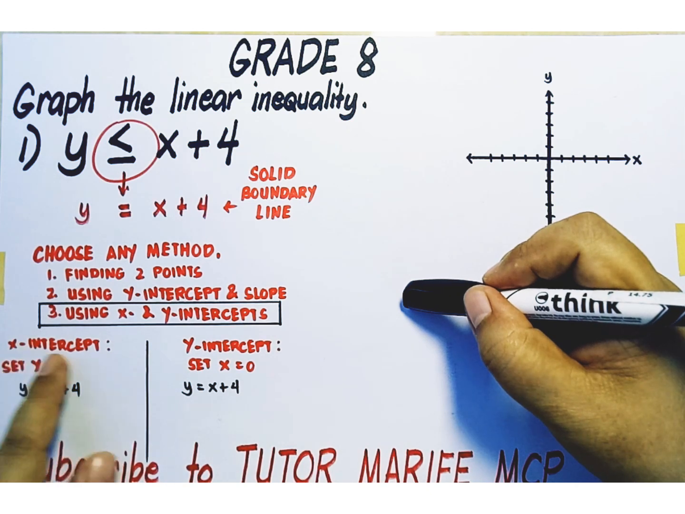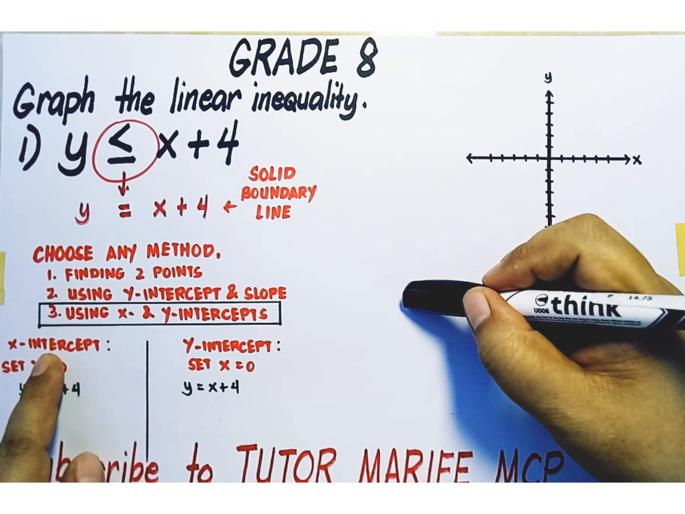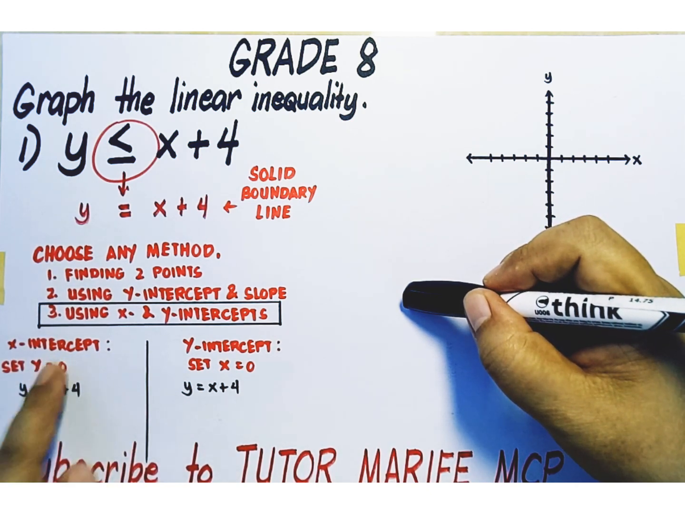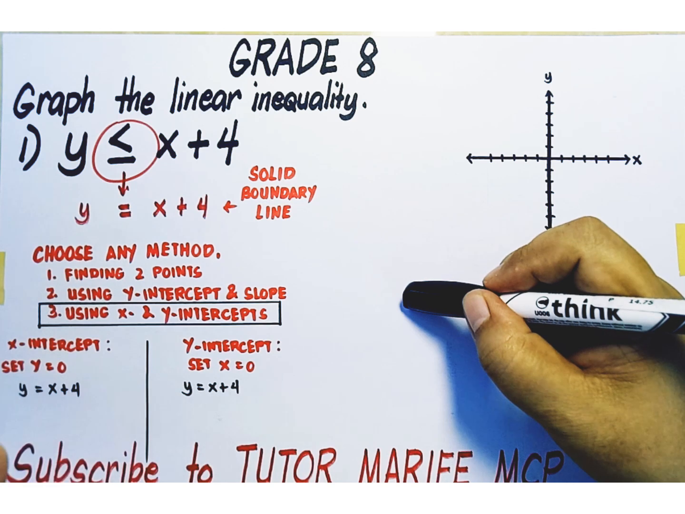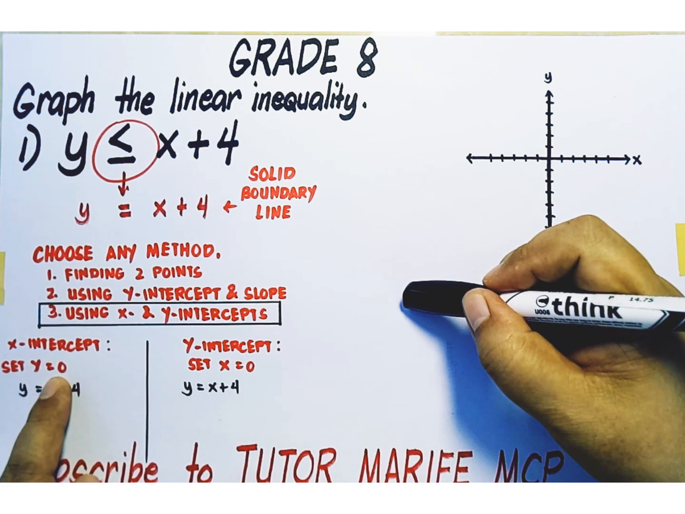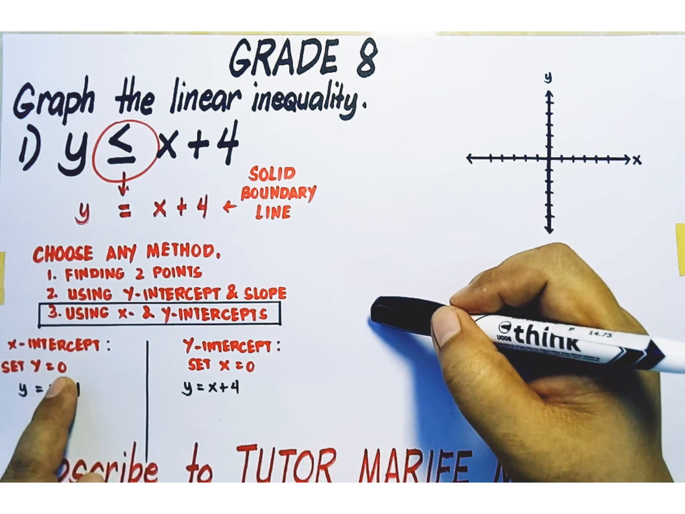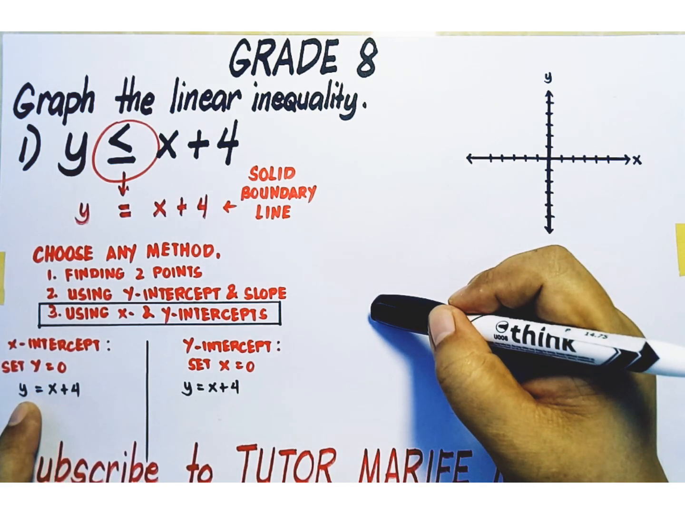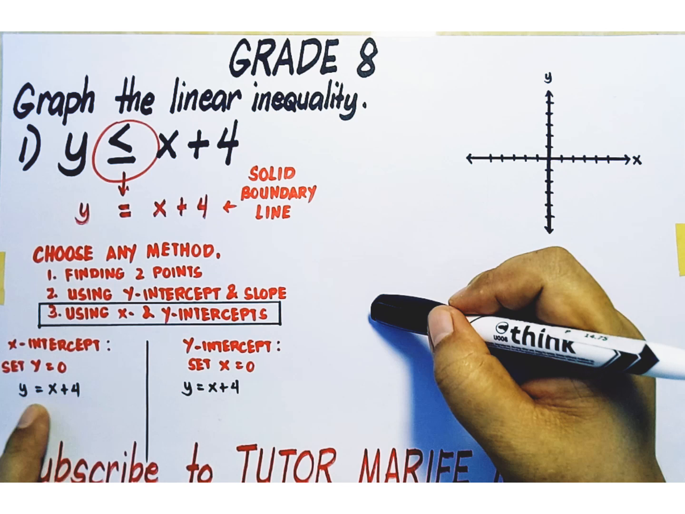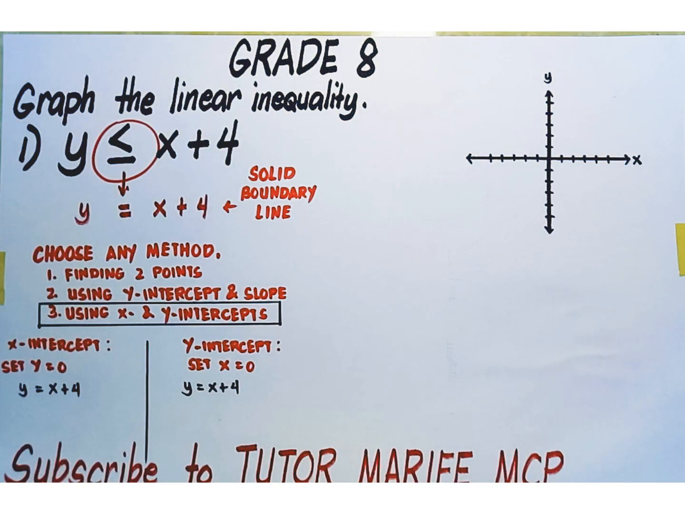How do we solve for the x-intercept? Remember that x-intercept is a point along the x-axis. Any point on the x-axis has a y-coordinate 0. That's why when solving for x-intercept, we always set y to 0. Our related equation is y equals x plus 4. Set y to 0.